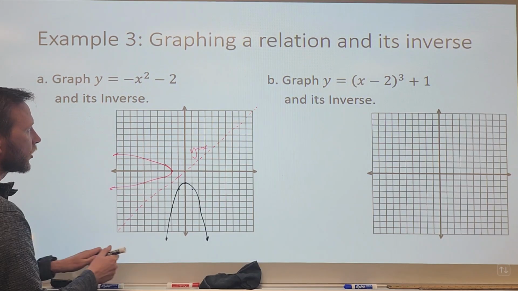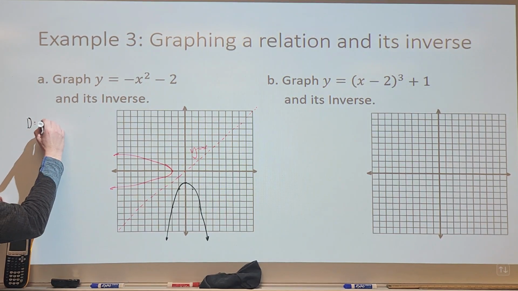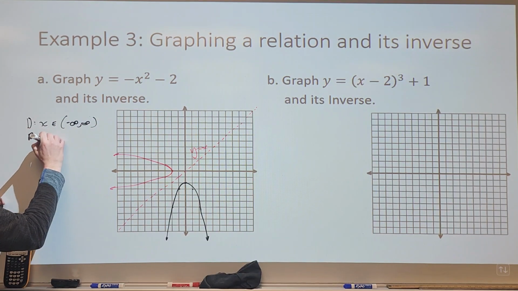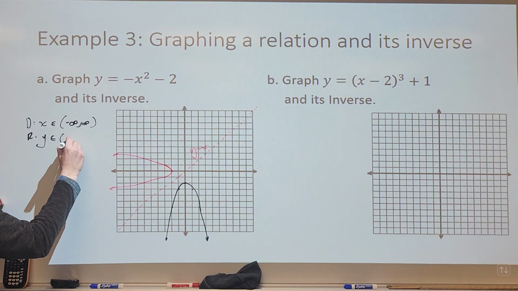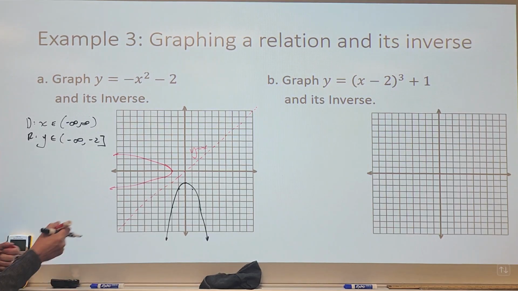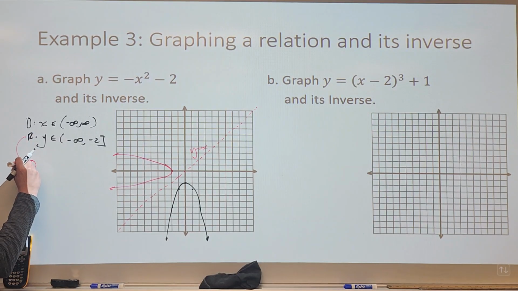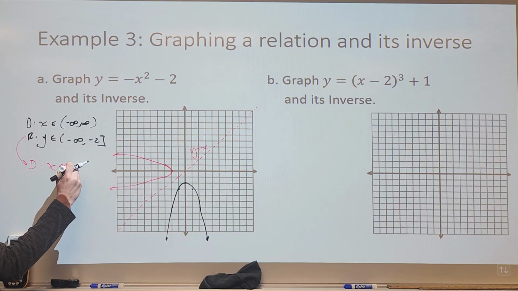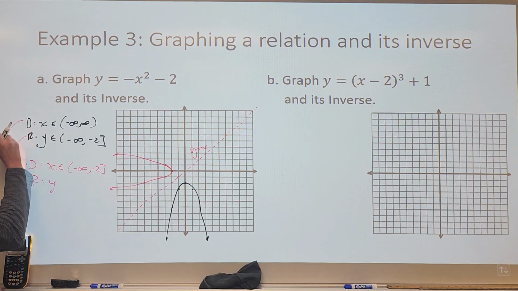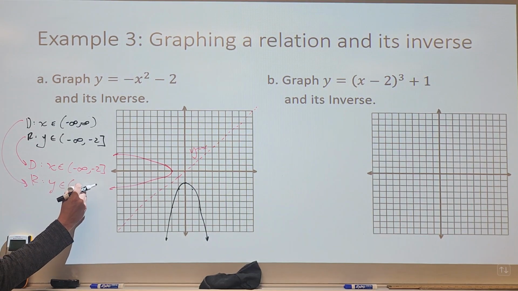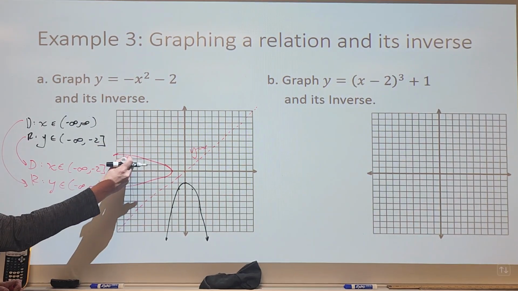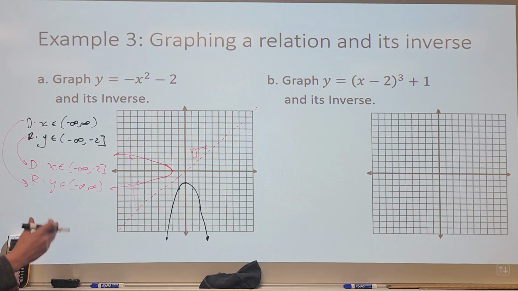But the exploration was this. The original domain was the x values from negative infinity to positive infinity, and the range, the y values, were members of the set from negative infinity to negative 2 inclusive. When we're talking about domain and range of the inverse, the domain is the former range, but now it's the x values that go from negative infinity to negative 2 inclusive. And the range was the former domain that is now y values that go from negative infinity to infinity. All right? This is not a function. It fails the vertical line test, womp womp, but that doesn't mean that it's not a defined relation.